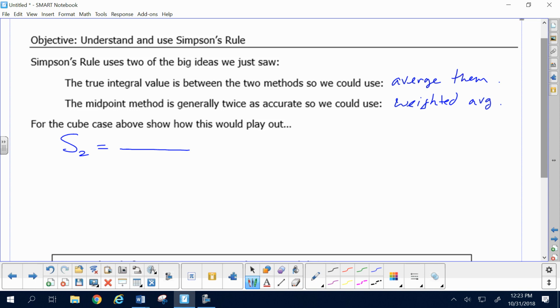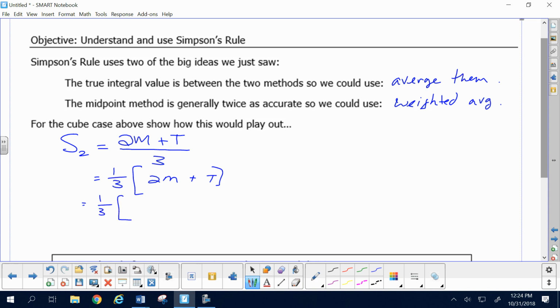So if we were to do a weighted average, we would do 2 midpoints and a trapezoid and divide by 3. Weighted average, right? Now look at the details of this. If I were to write this out a little differently, it would be 1/3 times 2m plus t.